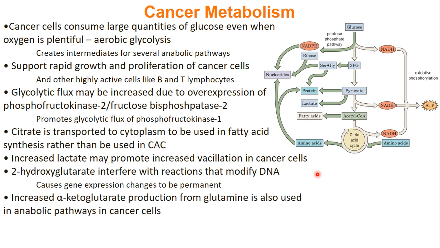And they can also cause intermediates like 2-hydroxyglutarate, and this will allow their DNA not to be modified as much, which means any change in gene expression that made the cell cancerous will become permanent. It's not going to be switched off. So we're going to continue to use all this glucose to make all these intermediates, and there will be no stopping it because the stop mechanisms have been turned off.